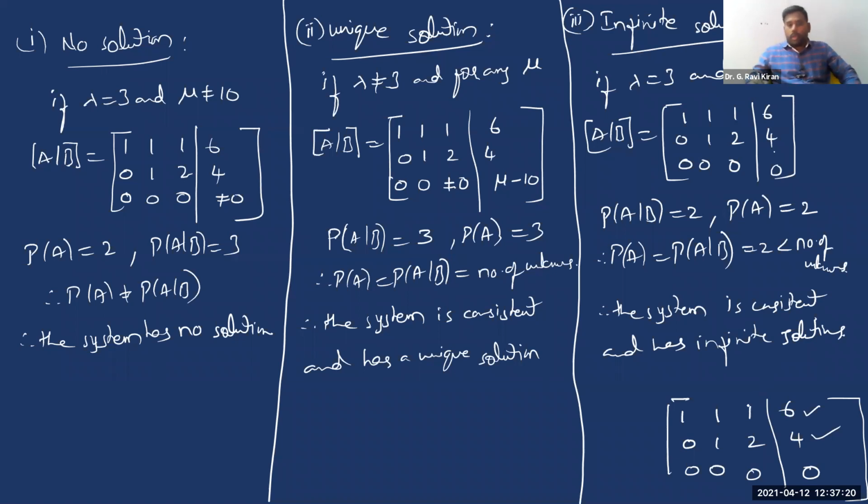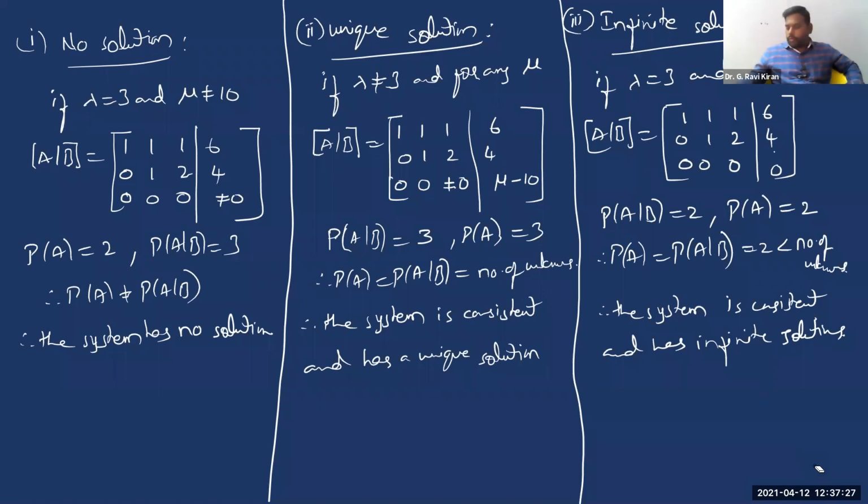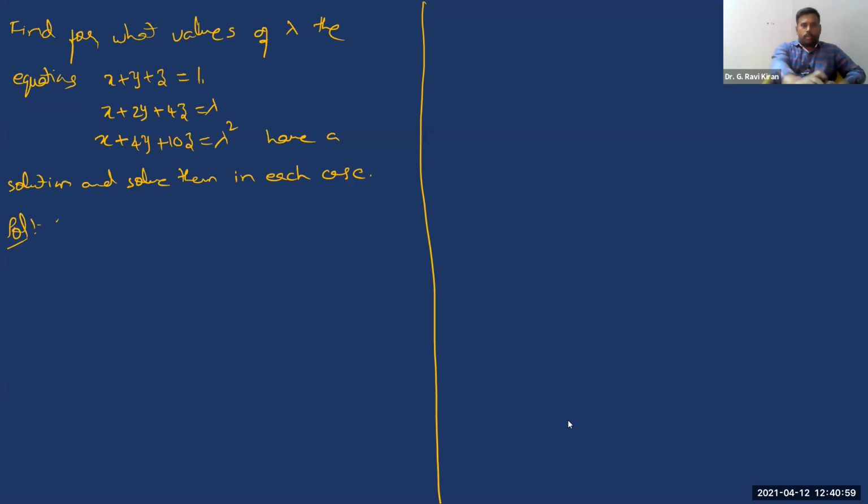So this is how we verify whether the given system of equations is consistent or not. If it is consistent, we can try to find out what the solutions are. Right, now let's take this question.